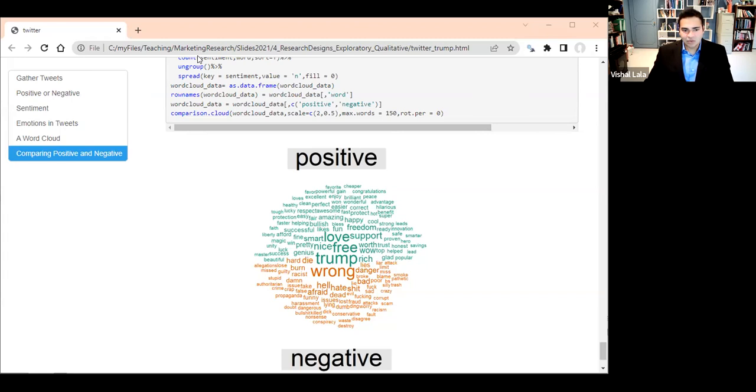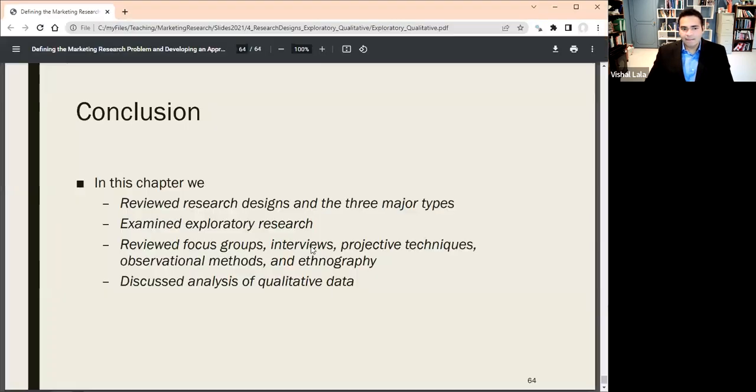So to wrap up, we have reviewed in this session and the prior one research designs, three major types: exploratory, descriptive, and causal. We went in depth into exploratory research, examining different kinds of exploratory research, both disguised and undisguised. And lastly, we examined how one can make qualitative data quantitative to lend itself to traditional analysis. Thank you.